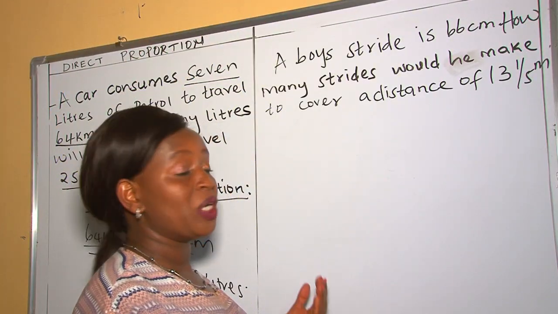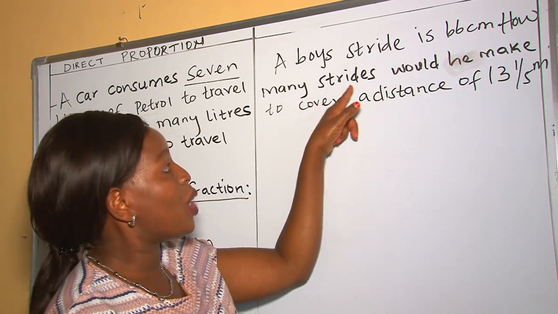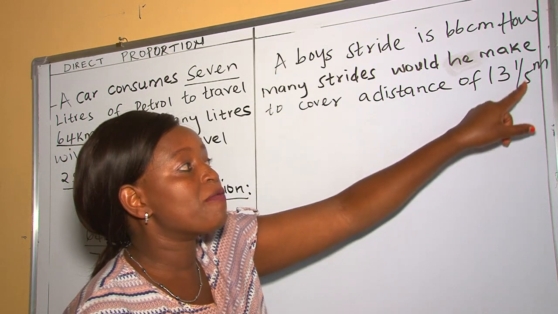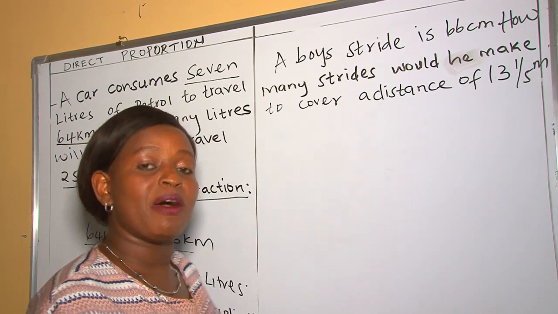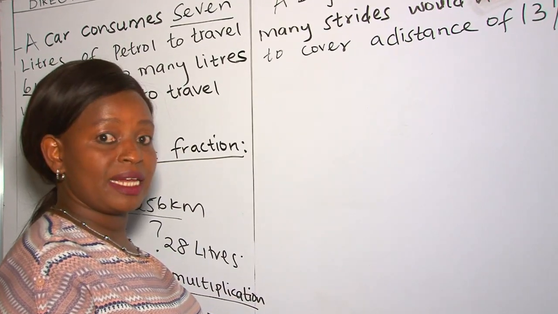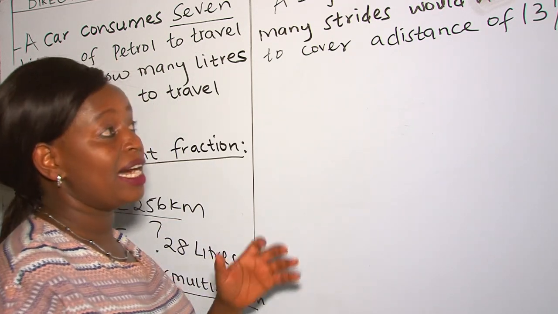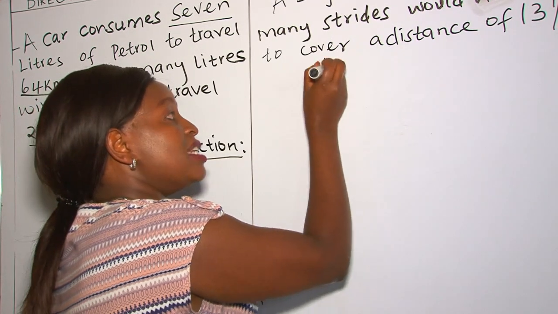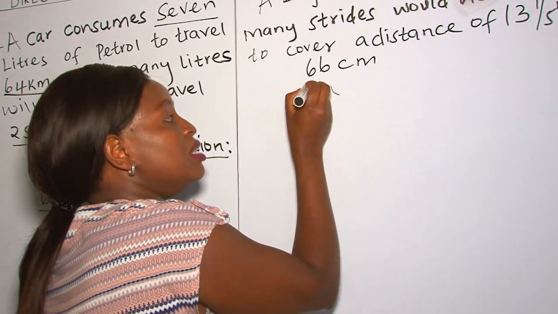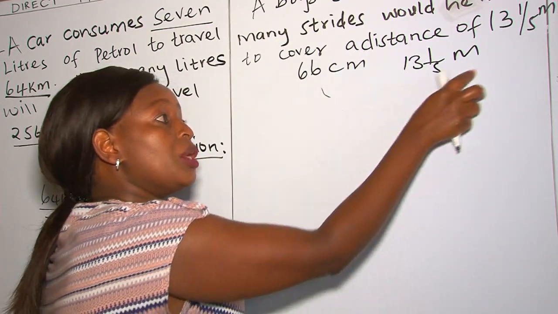Our third example, you are told that a boy's stride is 66 centimeters. How many strides would he make to cover a distance of 13.5 meters? Now, to our first formula, where we are supposed to use equivalent fractions. Remember, we have said for you to use equivalent fractions, the units must be the same. But here in our question, we are given the stride as a length of 66 centimeters, and now the distance is in meters, which is 13.5 meters. So because of that rule, you change the units to be the same.